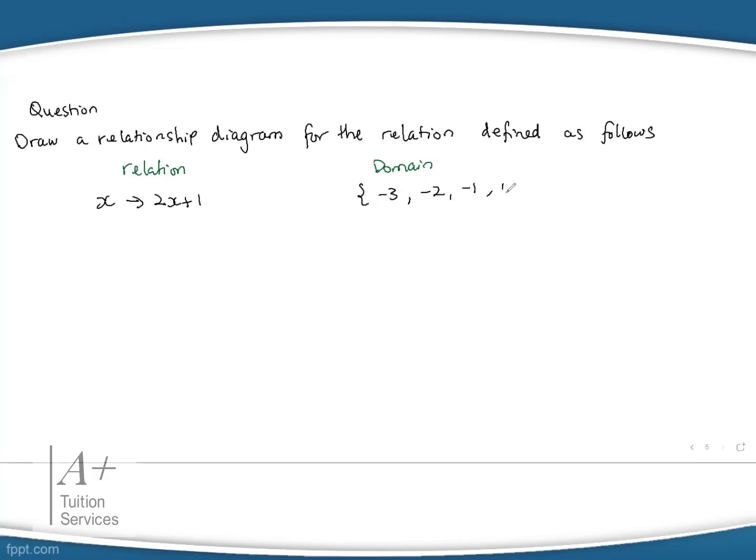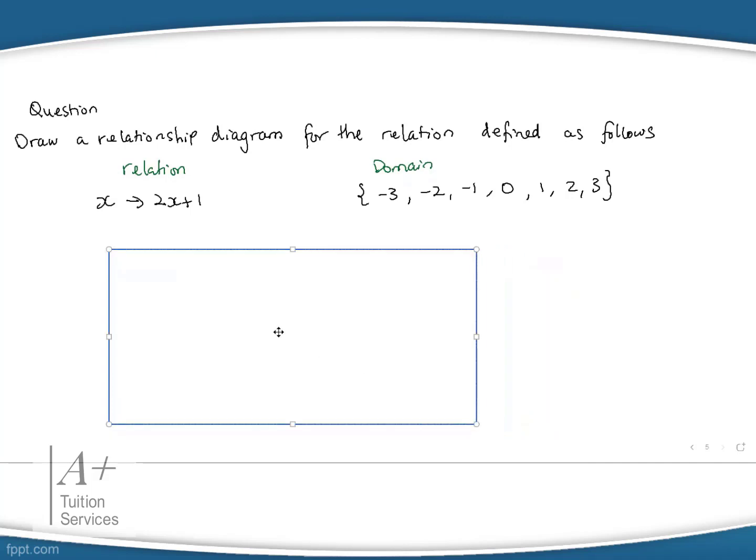So -3, -2, -1, 0, 1, 2, 3. Right? So we have the relation here and the domain here. So the first thing we want to do is plot our table. And to plot a table is very easy. You draw a table. You don't have to be too big, but make sure it's clearly defined. We have x, we have y, and we have the relation it is mapped onto. So 2x plus 1. Let me write it a little lower. Plus 1, right? And we have our x values, -3, -2, -1, 0, 1, 2, 3. And then we draw in our lines now.